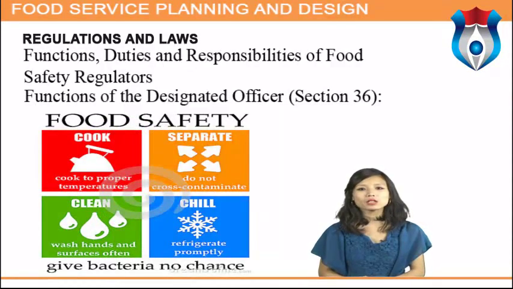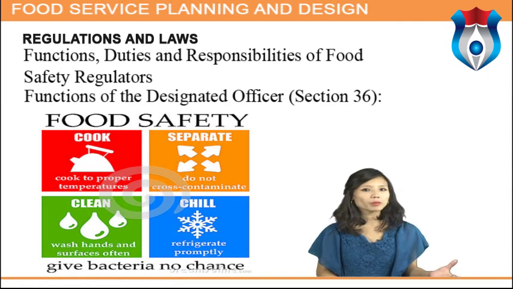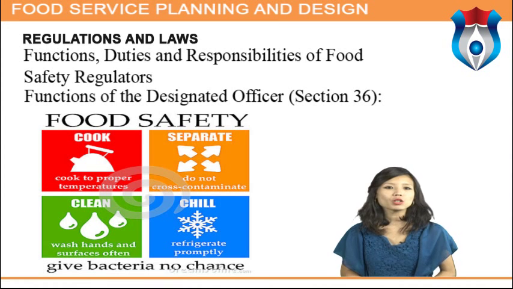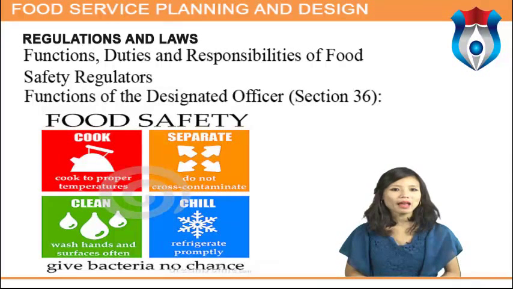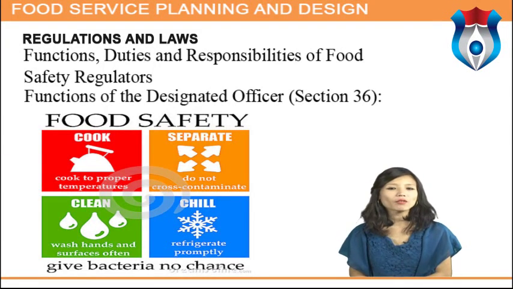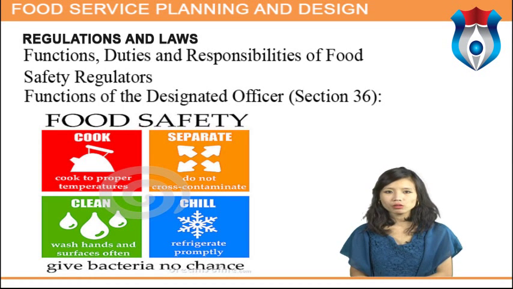Function of the designated officer, section 36. Shall be a whole-time officer, not below the rank of subdivisional officer or equivalent. Appointment shall be done by Commissioner of Food Safety and each district will have at least one designated officer who has the power to issue or cancel license. Prohibit sale of any article of food in contravention with the provisions of the Act and the rules.